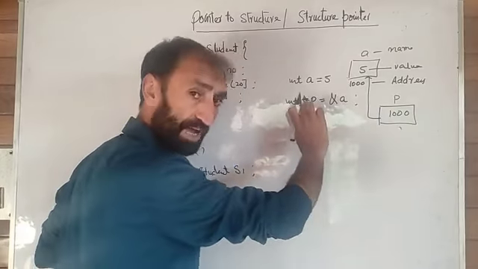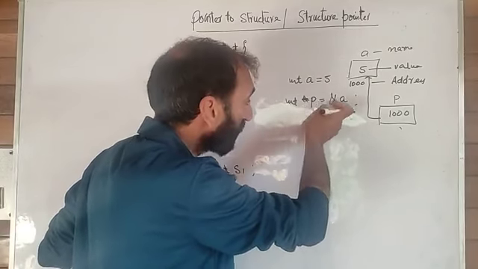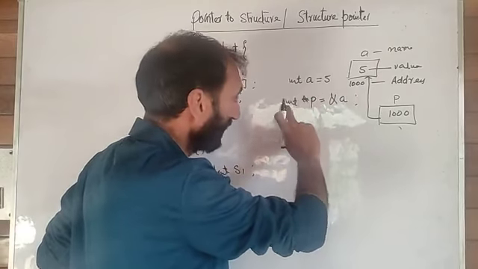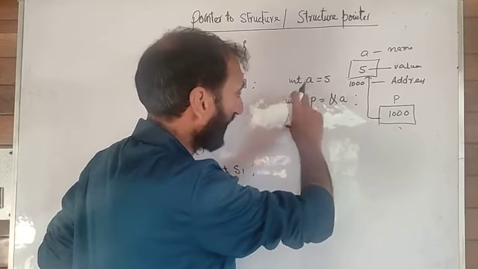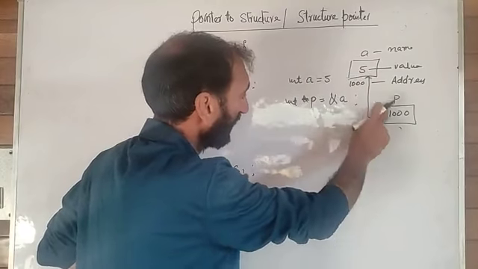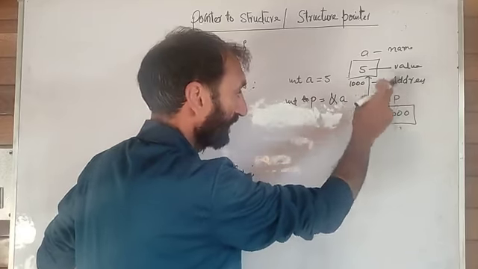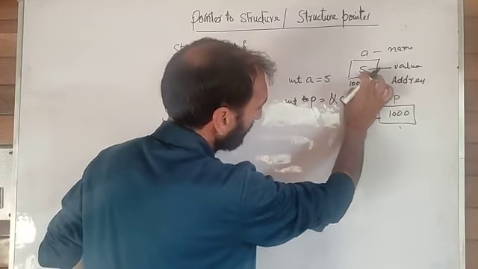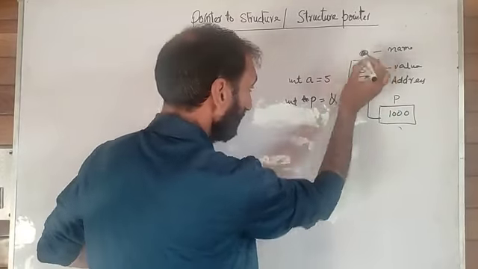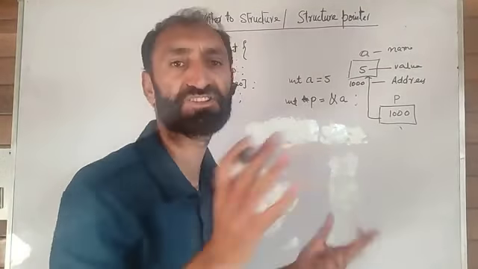This asterisk tells the compiler that P is a pointer. P is the pointer that stores the address of an integer variable. Here, the integer variable is A and the address of A is 1000. That means 1000 is going to be stored in this P, and this means that P points to A. This is a simple declaration and initialization of pointers.